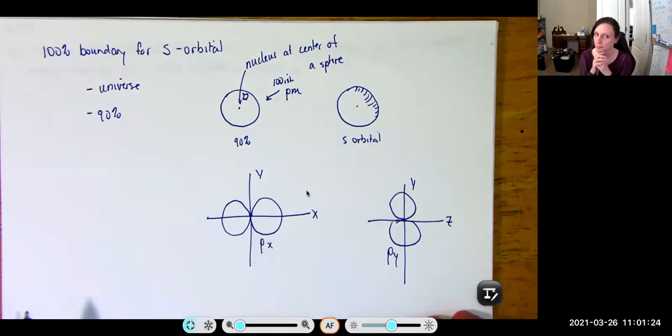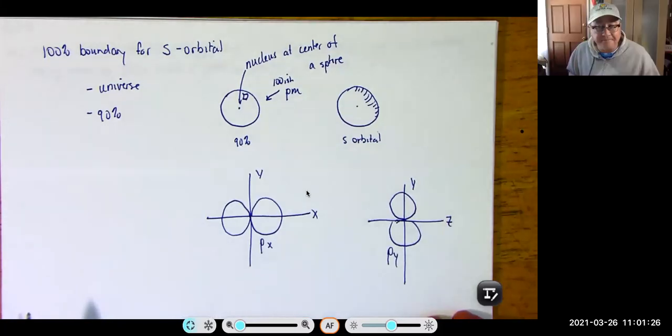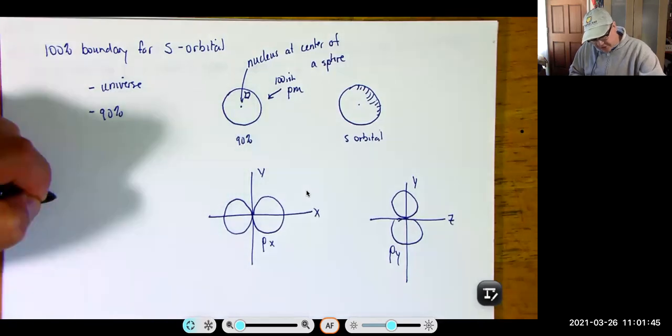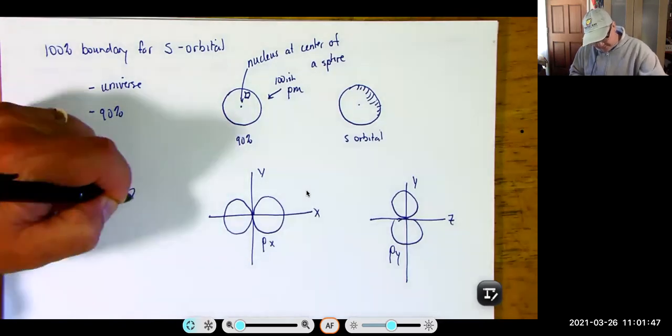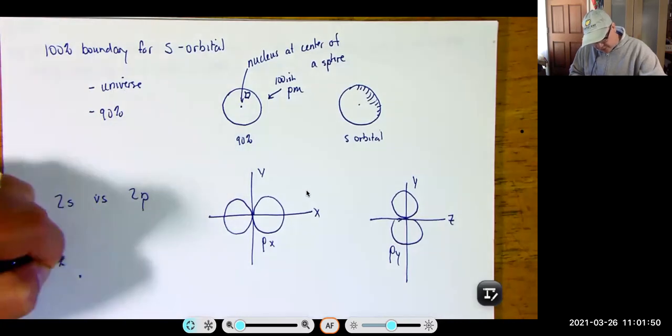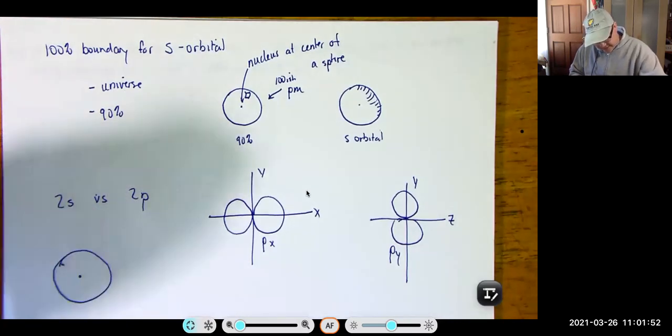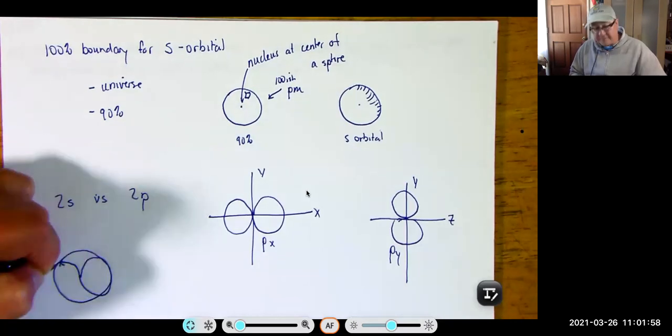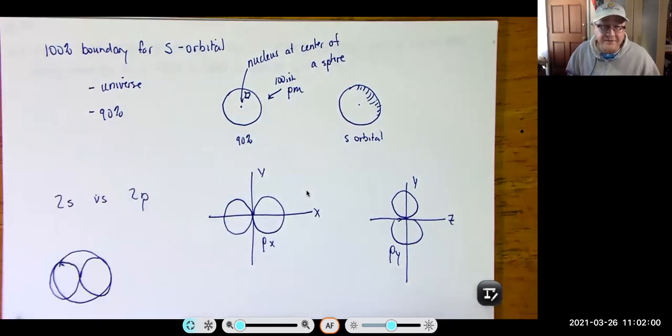So what's the 90% boundary? It's also like 100-ish picometers. What you should really be asking is this: how big is a 2s orbital compared to a 2p orbital? And the answer is this. When you look at a 2s versus a 2p, if this is your 2s, then this is roughly your 2p. So they're about the same size.